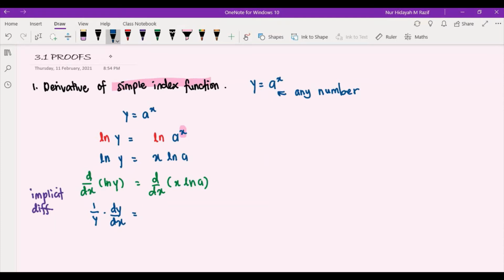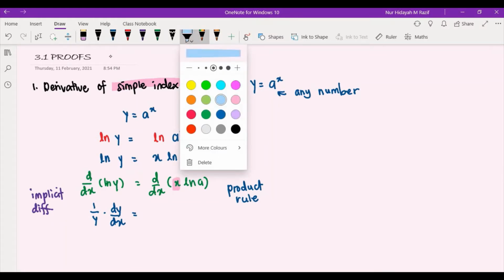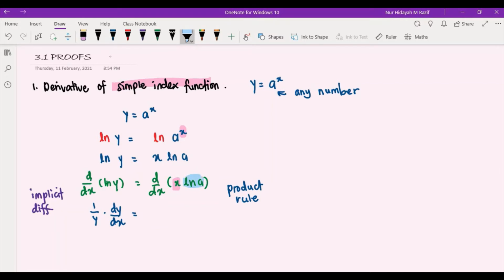And then for the right hand side, we can differentiate immediately, or you can also use chain rule. Okay, so if you use, sorry, my bad. We are going to use product rule. So if you are going to use product rule, then you need to take note that I'm going to have u as x, and then I'm going to have ln a as v. And from there we can proceed.